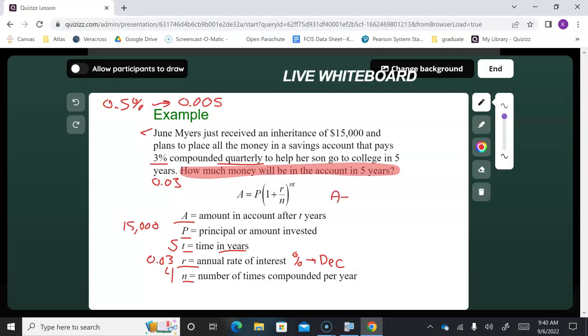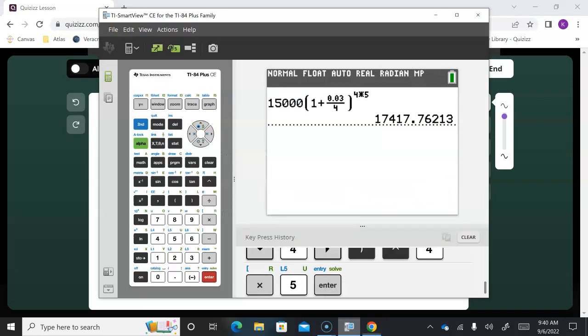So, A is our principal, then 1 plus our rate over our compounding frequency, raised to the power of our frequency multiplied by time. When you're doing an assessment, as long as you can show me the formula with everything in the right spot, even if you make a calculation error, you'll get most of your points. I need to at least see that. But let's go ahead and put this in our calculator.